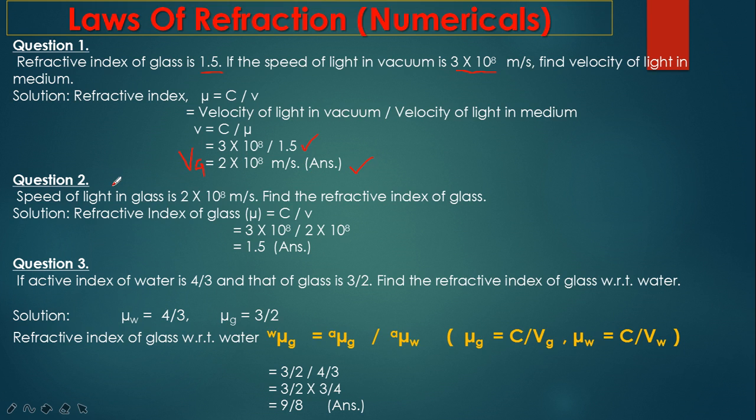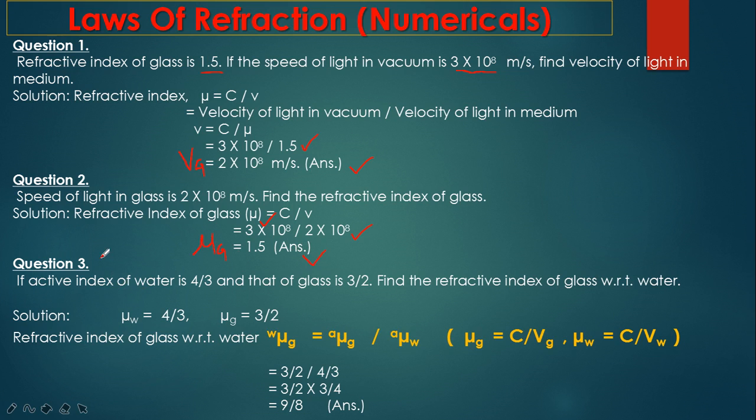Now question number 2 says speed of light in glass is 2 into 10 raised to the power 8 meter per second. Find the refractive index of glass. So once again very simple. So refractive index is C upon V. C is the speed of light in air or vacuum, upon V, the speed of light in the given medium. So C, we already know, is 3 into 10 raised to the power 8 meter per second, divided by the speed of light in the given medium, which is 2 into 10 raised to the power 8. So the absolute refractive index of glass comes to 1.5. So this is the answer, right? So very easy, you can see.